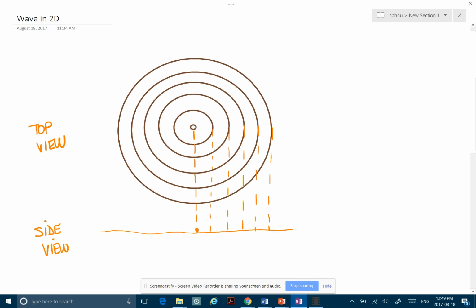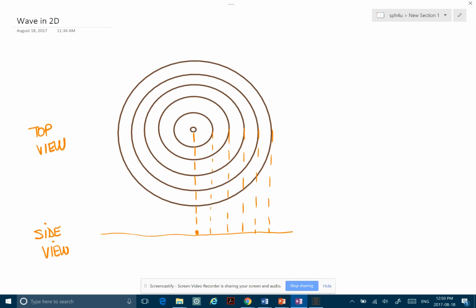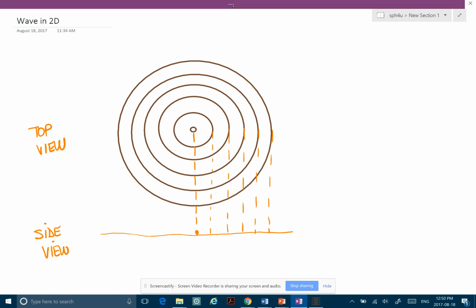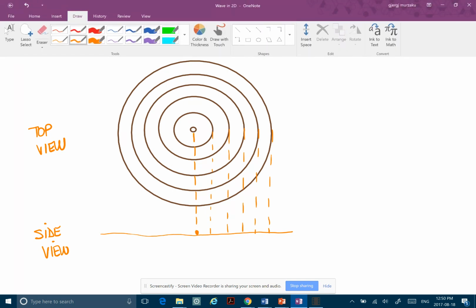The waves in two dimensions. Before we start, let's not forget that all the concepts, equations, quantities, terms, phenomena that happen to waves that we studied in one dimension, they apply to waves in two dimensions. All right, we're just trying to put the analogy between the two of them. So here is how a wave in 2D would look like.